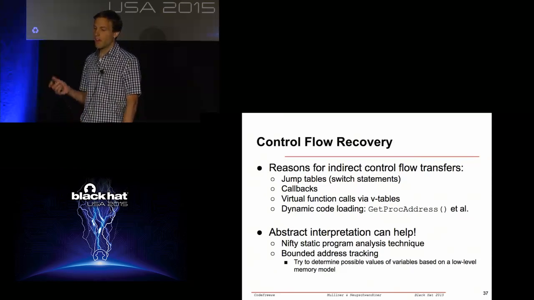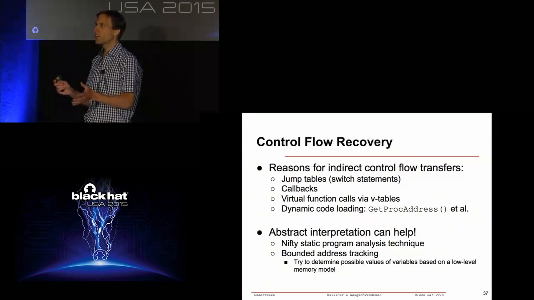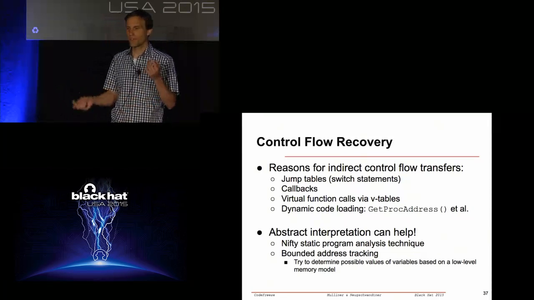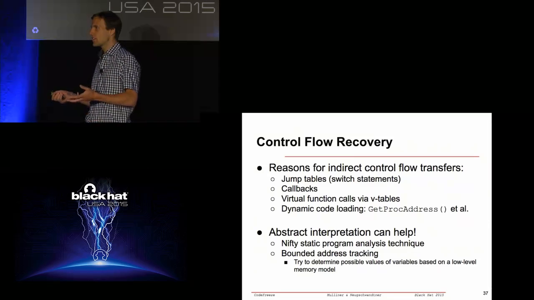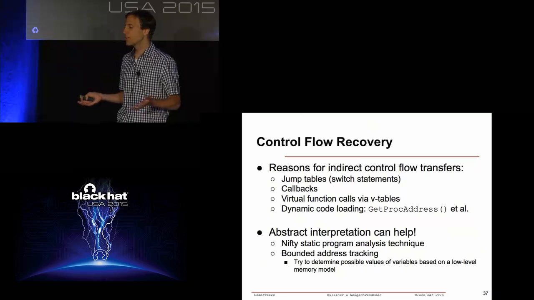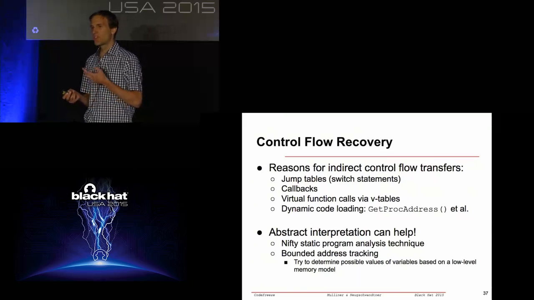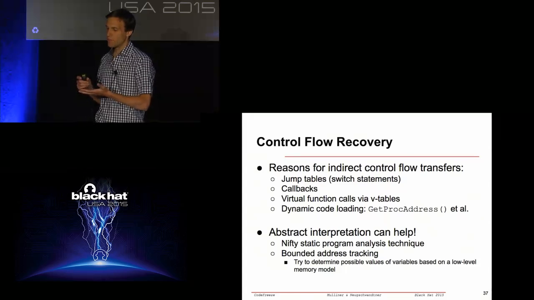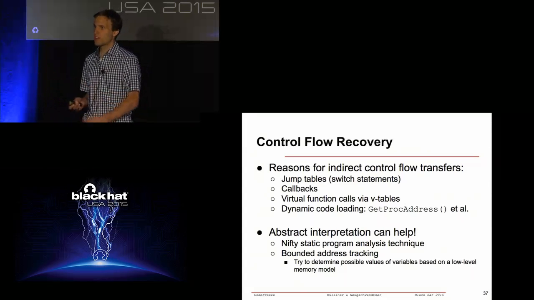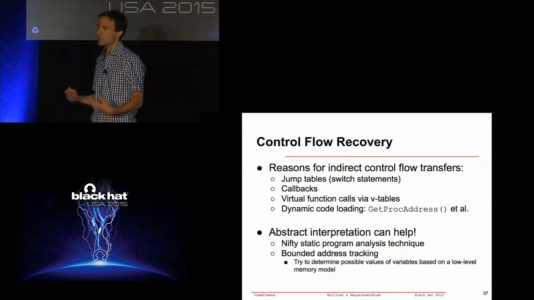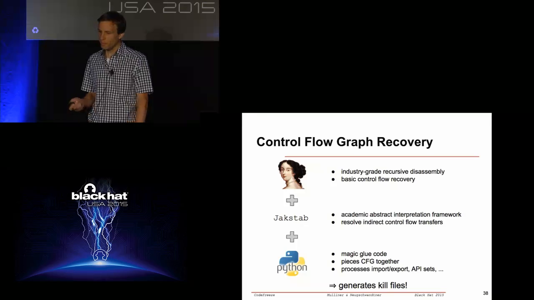However, for the internal cases, abstract interpretation can help. Abstract interpretation is one of those nifty static program analysis techniques. We use data flow analysis, and in this we use bounded address tracking. The basic idea is that you are able to determine the values of variables, like this register, based on a very low-level memory model, using solely static analysis, so not actually executing the program.